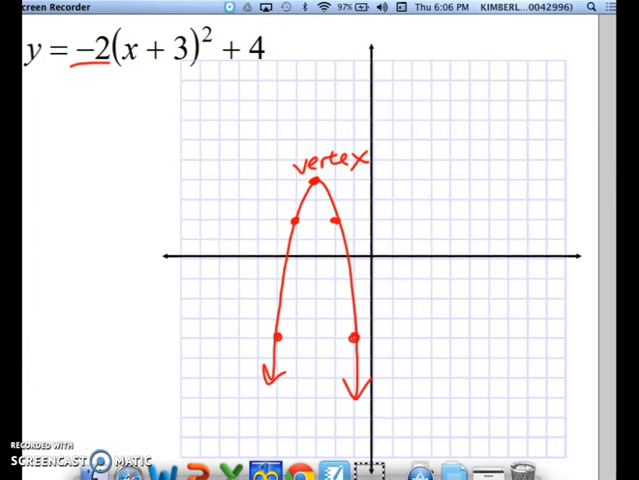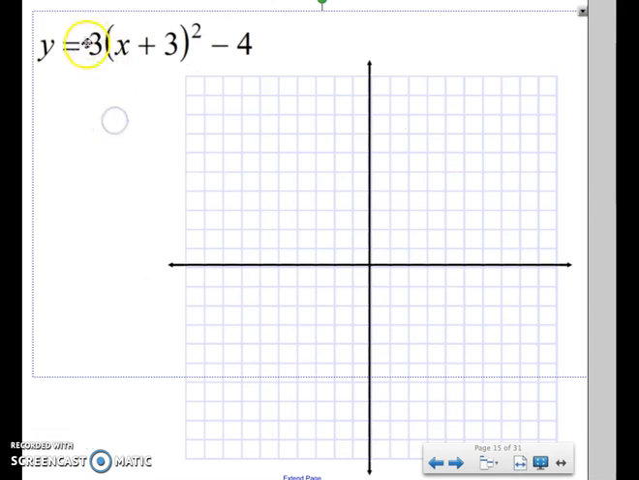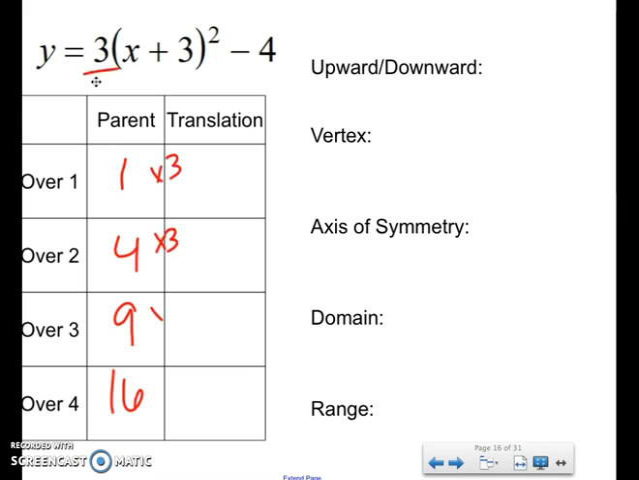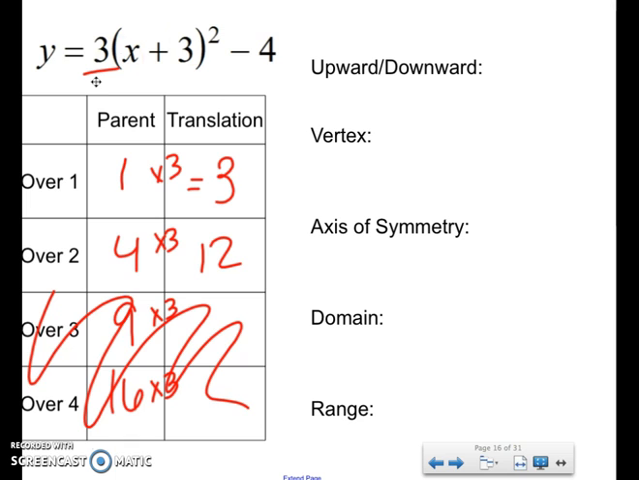Okay. So the next one is going to be a 3 on the outside. So what that means, first off, again, the parent function has a slope of 1, 4, 9, and 16. This 3 out front, again, I'm going to have to multiply by 3 on all of these. So 1 times 3 is 3, and 4 times 3 is 12, and that's probably all I'm going to get to graph on a graph. If it goes above 10, I probably wouldn't graph it. So now is it going to open up or down? Since that 3 is positive, it's going to open up.